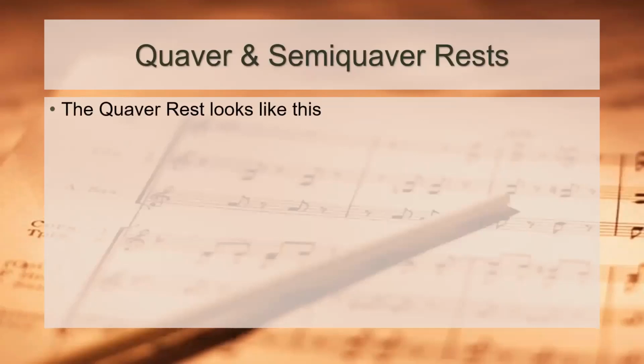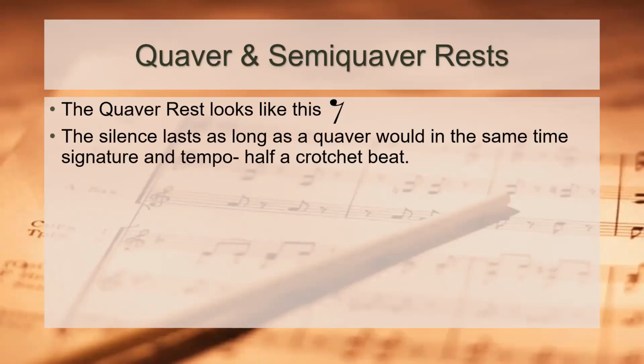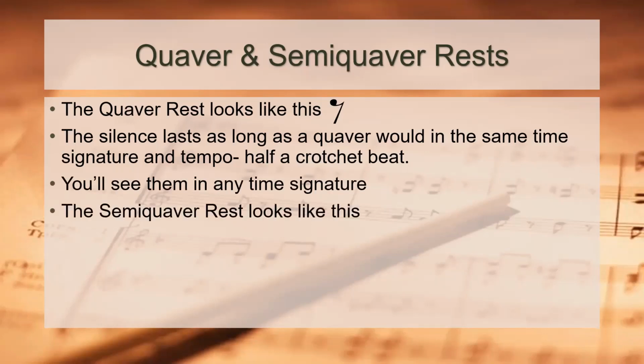So, let's move on to quaver and semi-quaver rests. The quaver rest looks like this. It looks like a 7 that's been written by someone with a quill pen that's blotted as they've started. That lasts as long as a quaver would in the same time signature and tempo. In other words, half a crotchet beat. So that is silence lasting the same length as a quaver, so that is a quaver rest and lasts, as we know, half a crotchet beat. And you'll see them in any time signature.